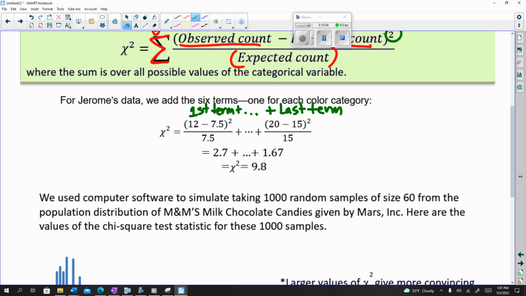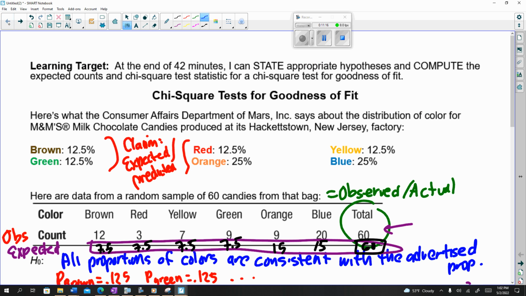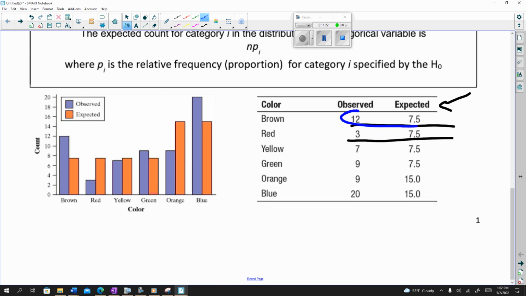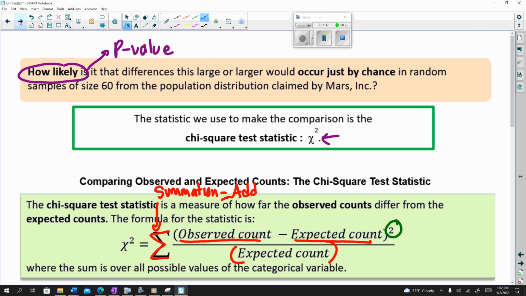Remember, on the AP, they want you to write the formula in symbols. So you can write observed minus expected squared over expected, and then summation to show that you're adding them all up. Then you can write the first term plus sign dot dot dot last term. If you look back at my data, they did 12 minus 7.5. According to them, they did brown, observed minus expected squared over expected, so 12 minus 7.5 squared over 7.5. And then they probably did the last term, which was blue, 20 minus 15 squared over 15. Let's see.